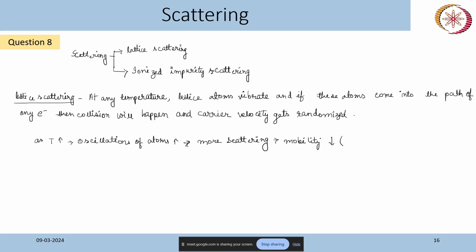Now this is the lattice scattering. These oscillations of atoms are of discrete amplitude, which is known as phonons. So lattice scattering is also known as phonon scattering.